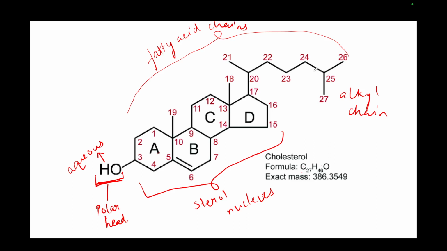So single bonded carbons attached together, so this is the alkyl chain. Okay, so this is the sterol nucleus, the basic structure of sterol. This is there in all types of sterol. The changes in the alkyl chain make different types of sterol.